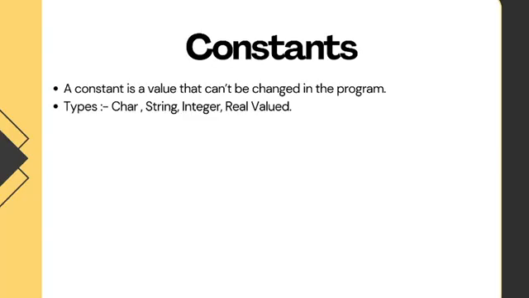Constants. A constant is a value that can't be changed during the program. Types of constants are character, string, integer, or real value.